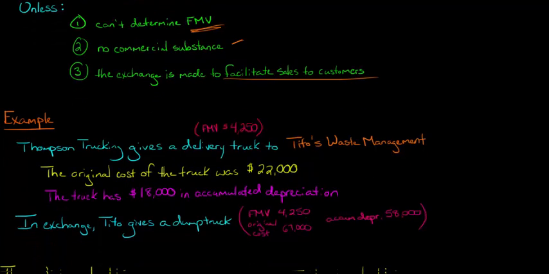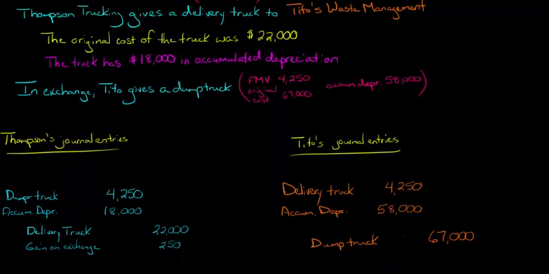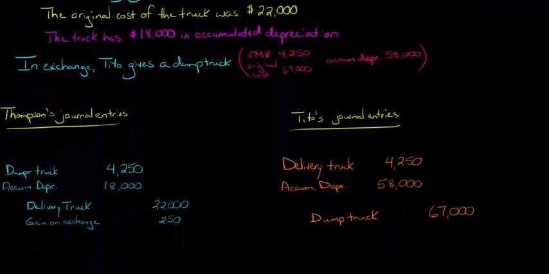I just want to show you the journal entries that we would have then from Thompson's perspective, right? So Thompson is getting a dump truck with a fair market value of $4,250, right? So it's going to debit that, and then it's going to debit the accumulated depreciation for $18,000 to get that off the books, right? That's the depreciation associated with the delivery truck that it's getting rid of, which it will also credit for its original cost of $22,000. And then there's going to be a plug to make these entries balance. There's going to be a credit, and that'll be a gain on the exchange for Thompson.